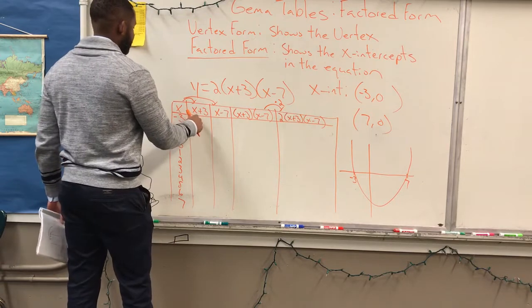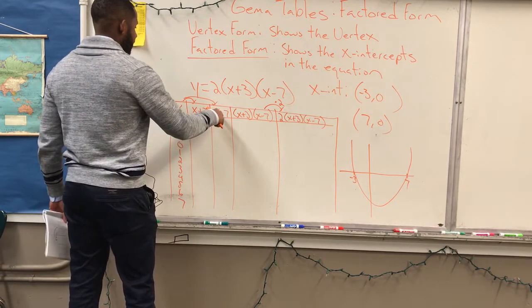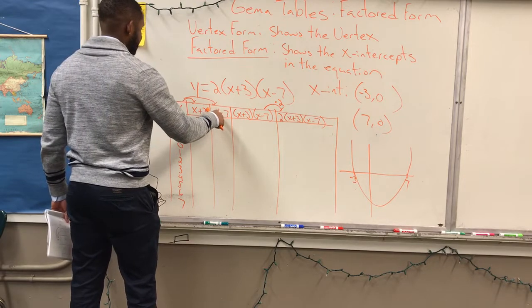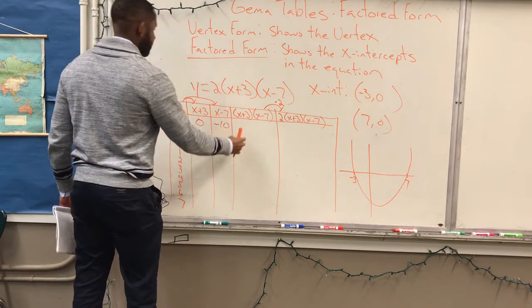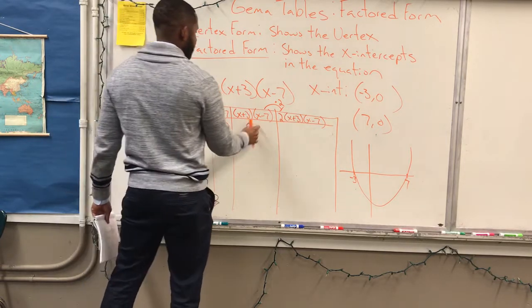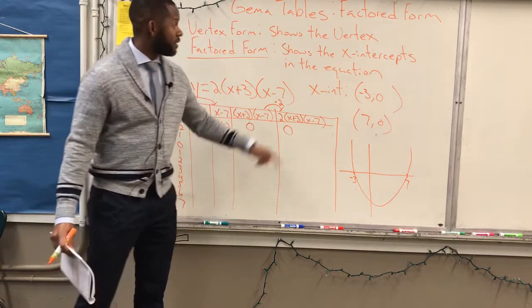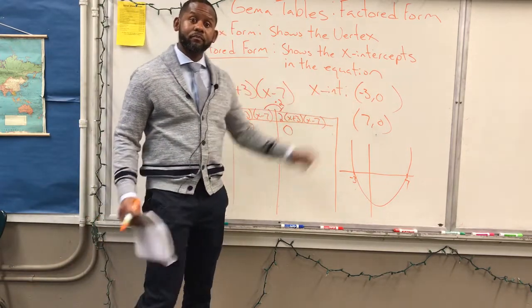I'm going to start with this -3. Well, -3 plus 3 is 0. -3 minus 7 is -10. I have to multiply these two. 0 times -10 is 0. And 0 times 2 is 0, right? -3, 0, an x-intercept. That's what I want.